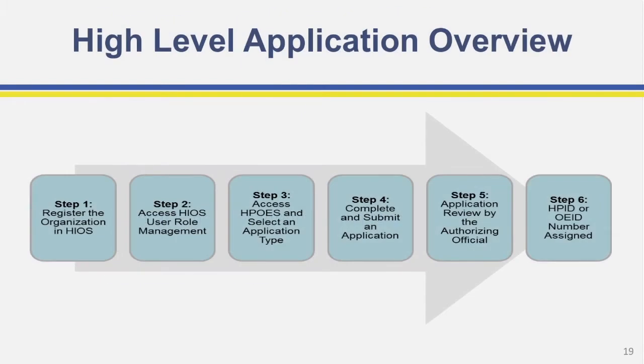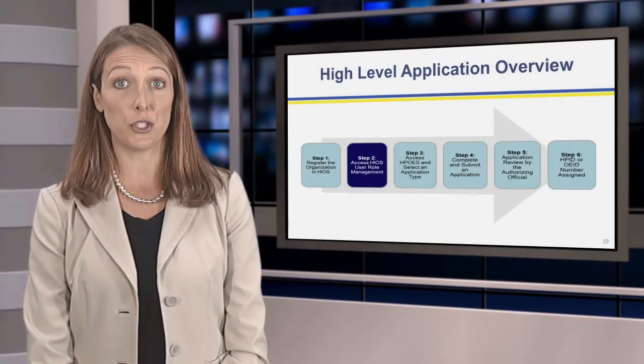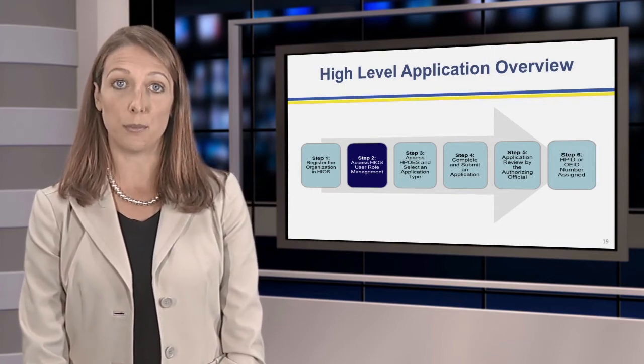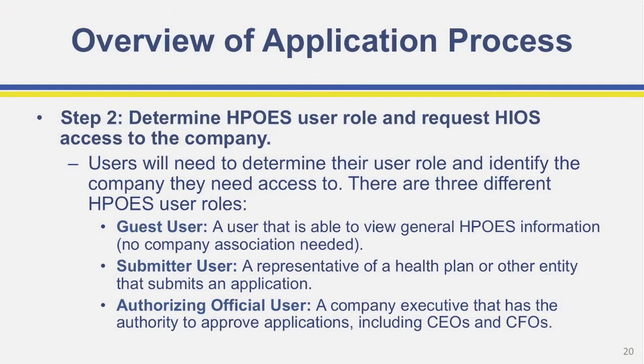Now we will discuss Step 2, accessing HIOS user role management. As we mentioned earlier, if your organization already exists in HIOS, you may skip Step 1 and proceed directly to Step 2. There are 3 different user roles for HIPPOs. The first type is guest users. This role is for those who want the ability to view general HIPPOs information, but do not need to submit or approve an application. The submitter user is a representative of a health plan or other entity that needs the ability to submit an HPID or OEID application.